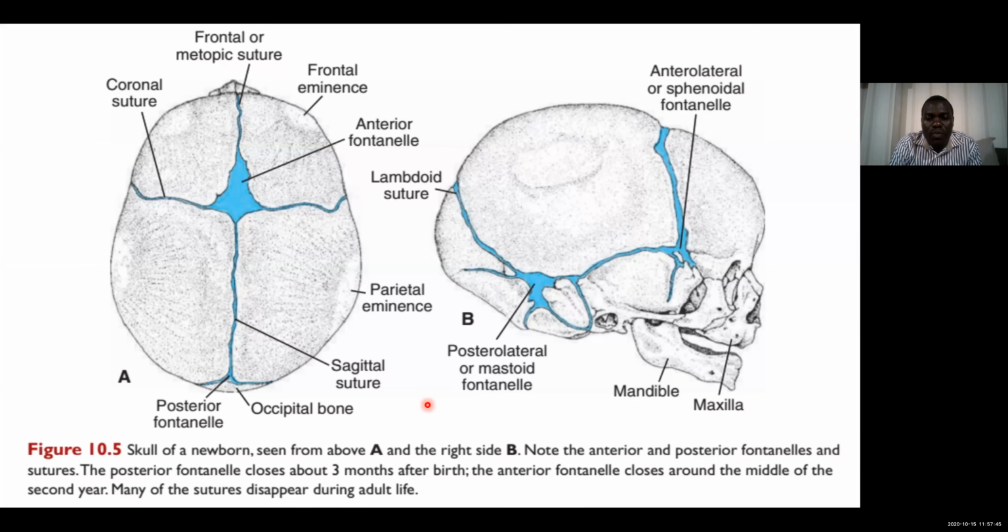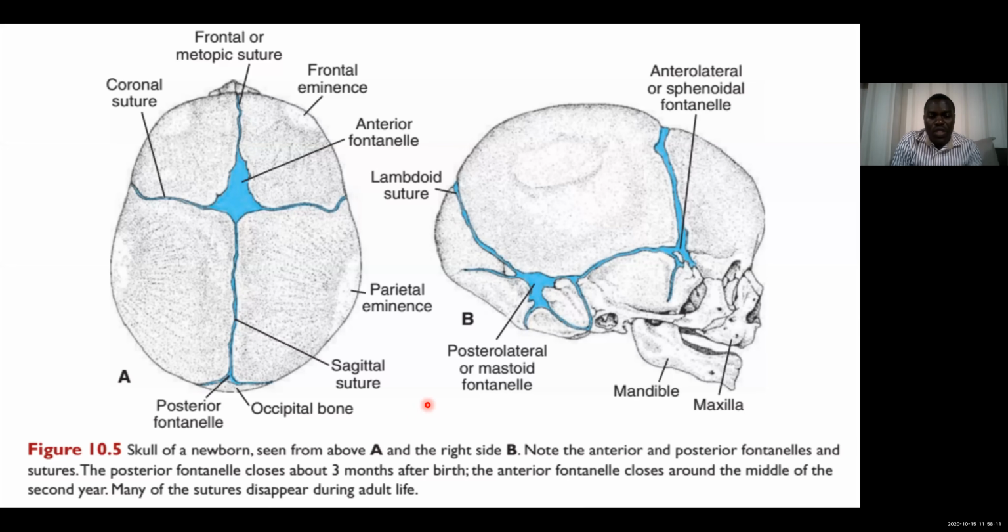Anything else that can give you a bulging fontanelle? Brain tumor, bleeding, or hydrocephaly itself? Anything else? Brain injury. Okay, you need to specify which type of brain injury. Swelling of the brain. Okay, brain edema. Brain edema could be a result of brain injury.